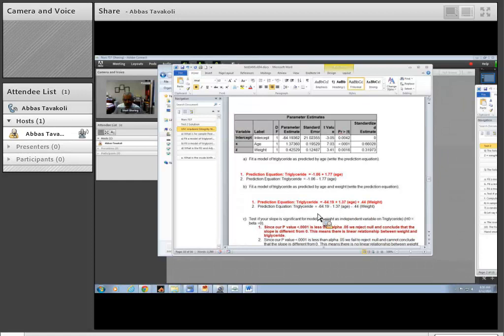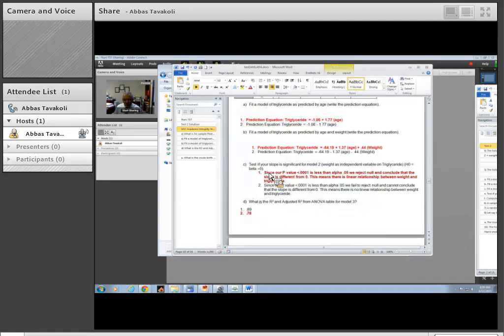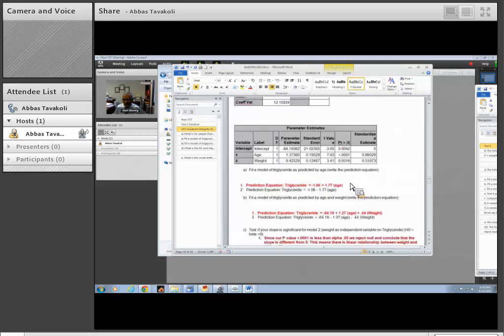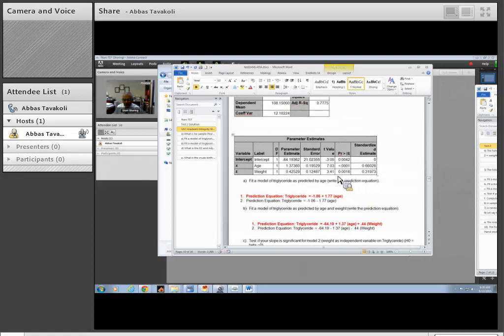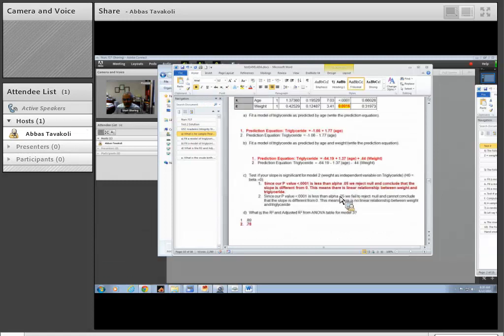And fit the model triglyceride as age and weight. So you add weight also. That's the prediction for that. Test if your slope is significant for model 2, weight as independent variable on triglyceride. So the weight, we wanted to see if significant. If you look at the p-value here, again, it is less than alpha, therefore it is significant. So that is the correct answer.